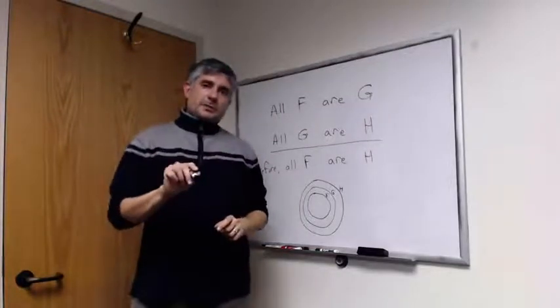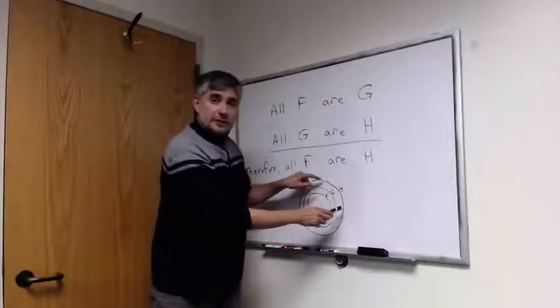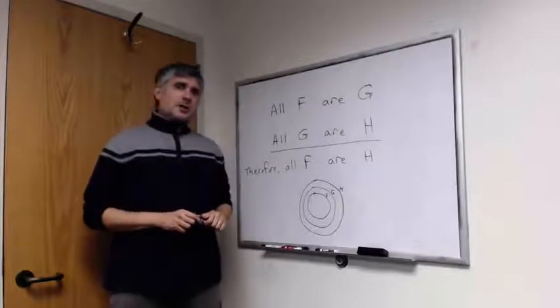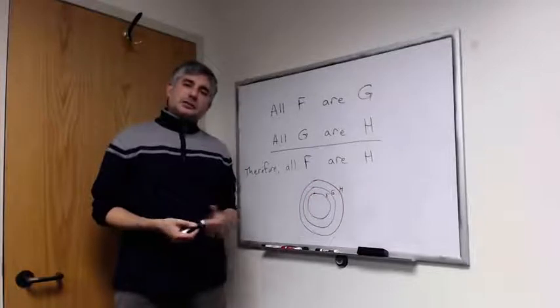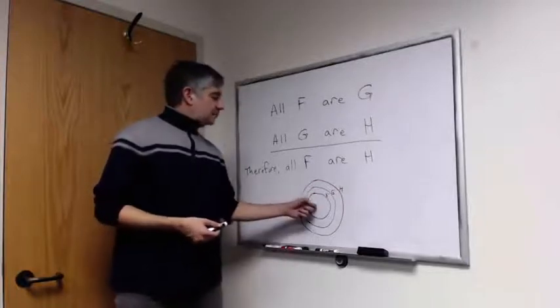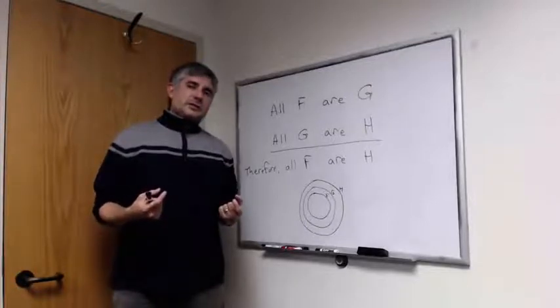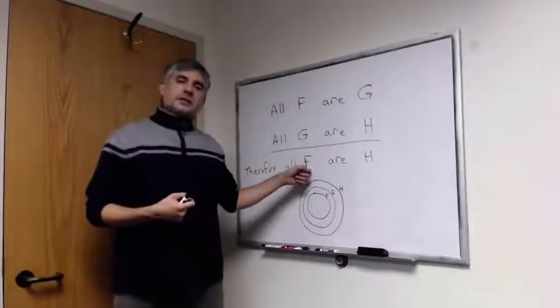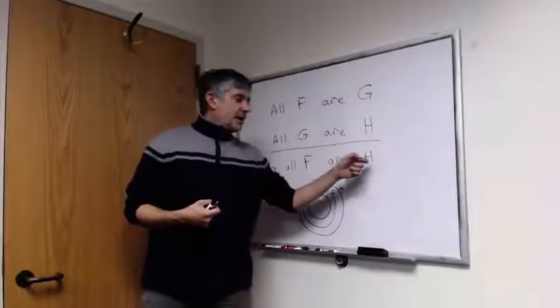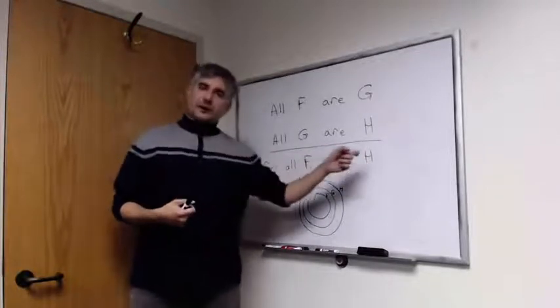But notice something. If we put the F circle inside the G circle, and we put the G circle inside the H circle, then the F circle is going to have to be inside the H circle. And if the F circle is inside the H circle, what does that represent? That represents the fact that everything that is in the F category is also in the H category. In other words, all F are H.